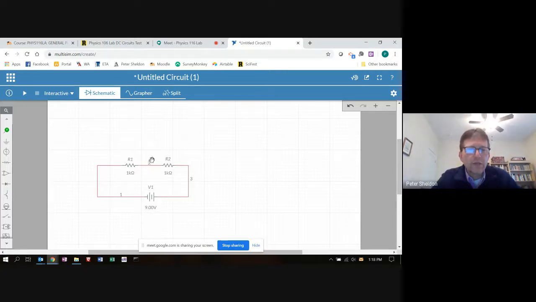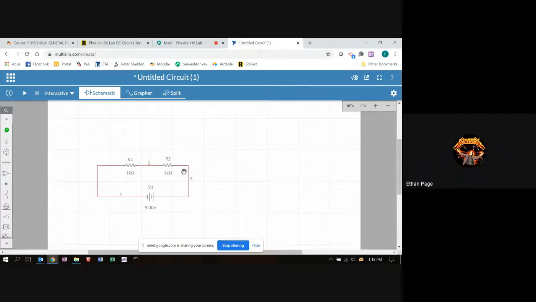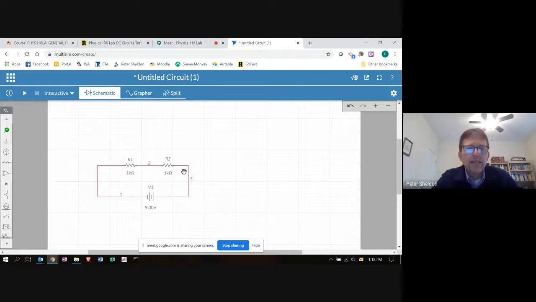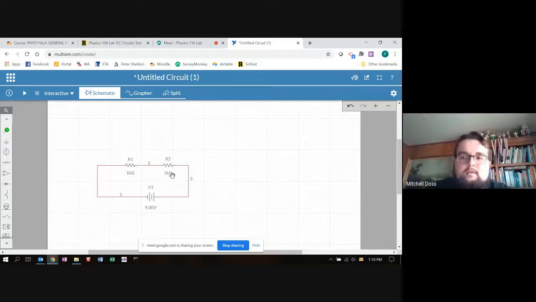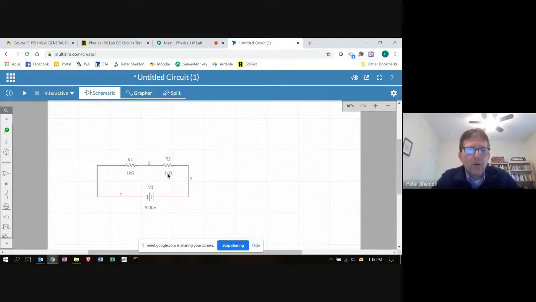What did we say the voltage across one of them was going to be if they're 1,000 ohms each? 4.5. If you said something, I didn't hear it. 4.5 volts, yeah, because they're equal, it's 4.5 volts. So how do we tell that?